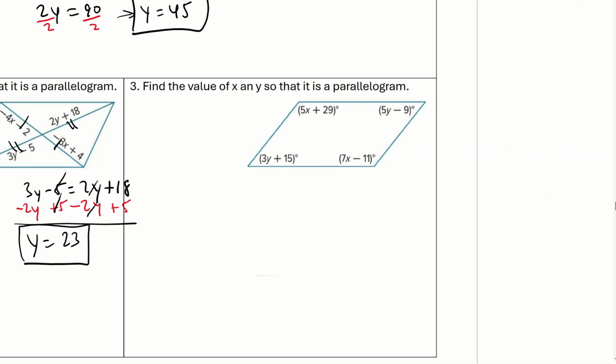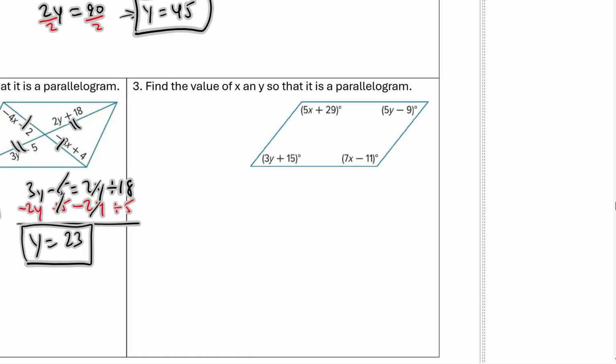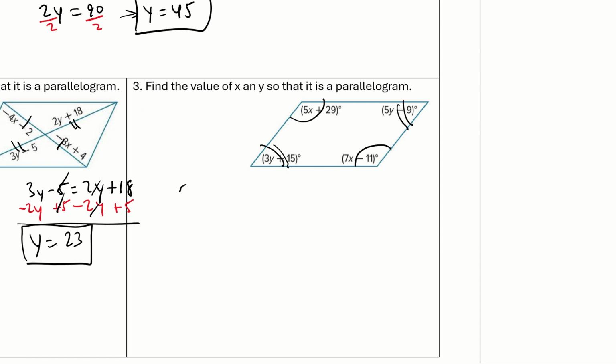Okay, and then number 3, remember that opposite angles must be congruent. So this must be congruent to this. This is congruent to that. So we have 5x plus 29 equals 7x minus 11, and 3y plus 15 equals 5y minus 9.